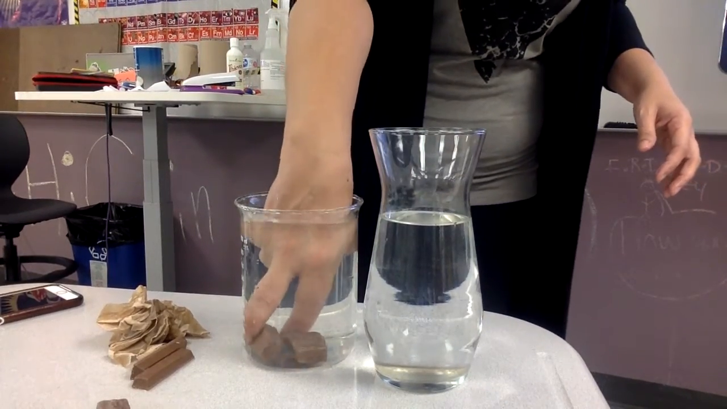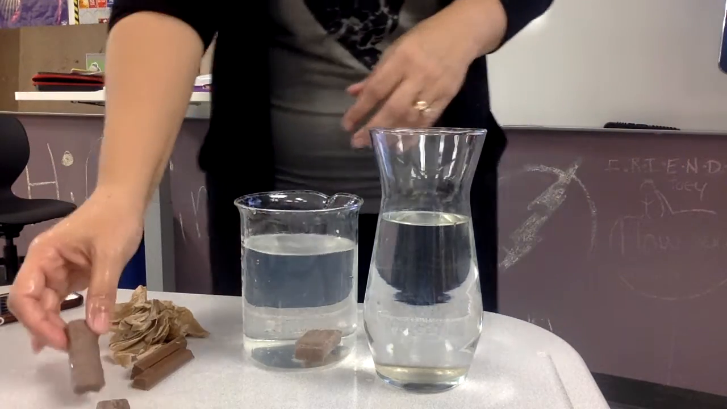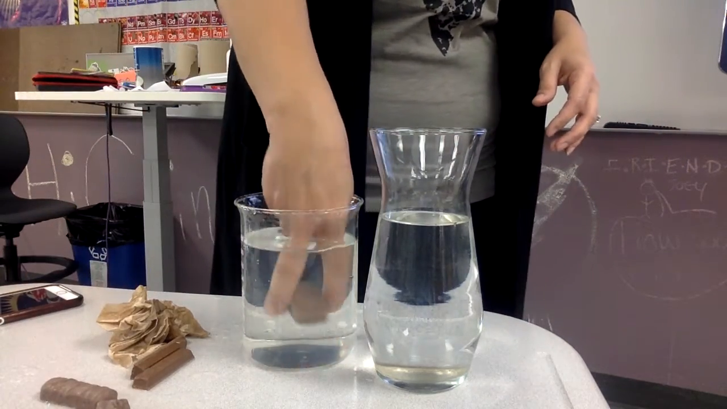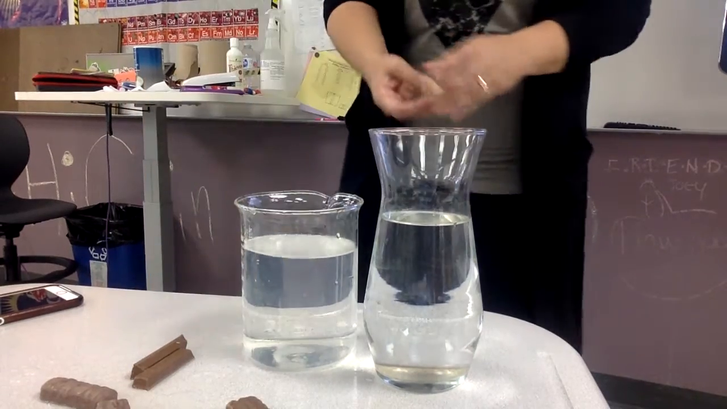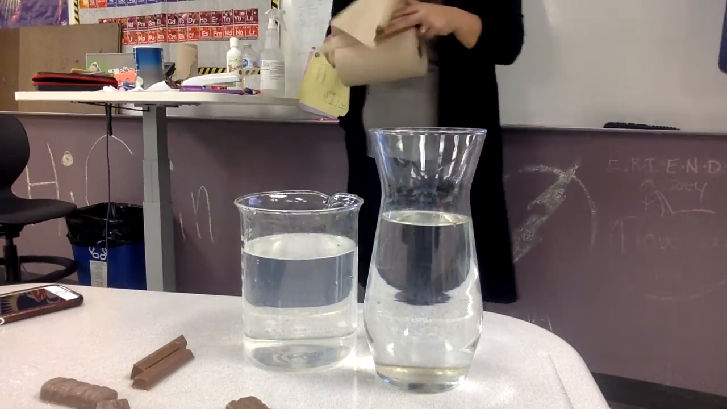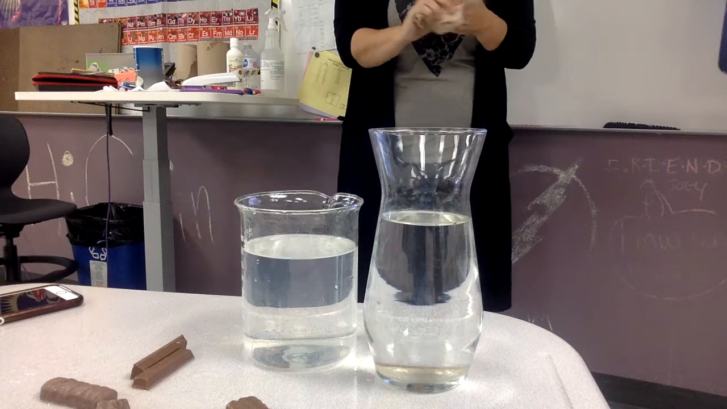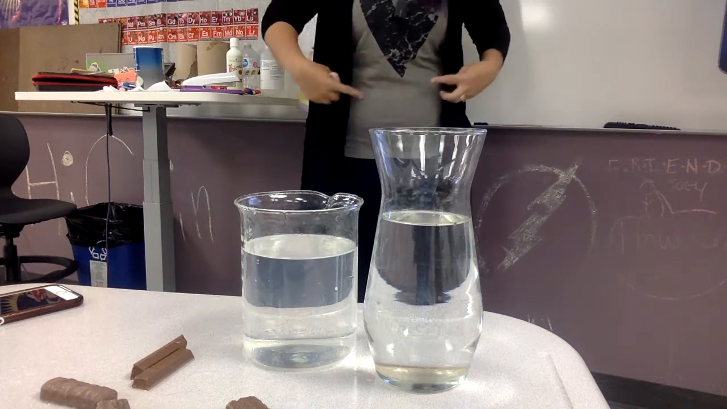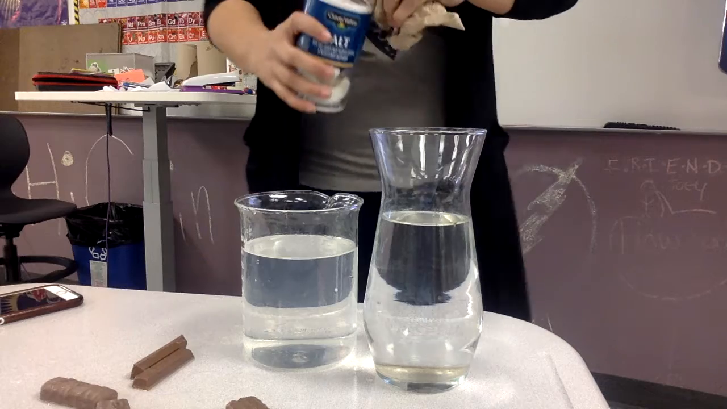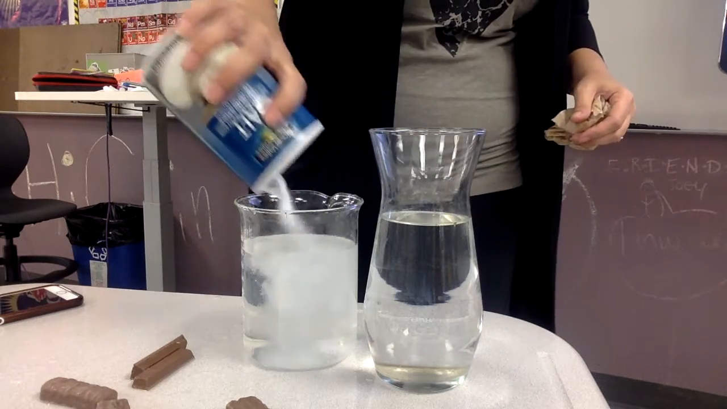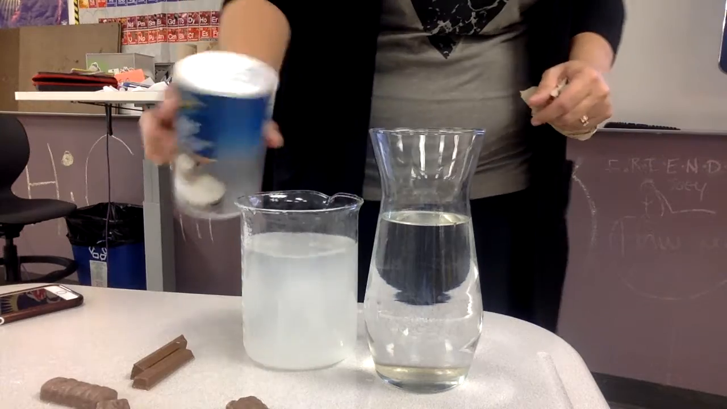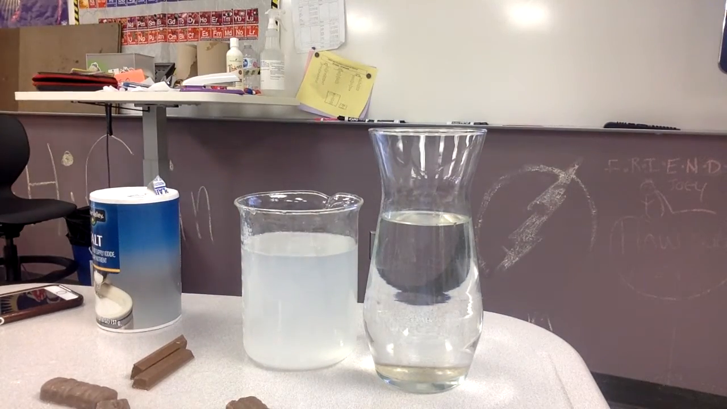Okay, so here's what we're gonna do then. Is there any way that I can get the Twix to float? Yes. How? Make the water denser. What's a way I can make the water denser? Salt. Okay, so we're gonna take some salt. Whoa, that's a lot of salt. That's a lot of salt. It's not what I wanted, but I'll use this.